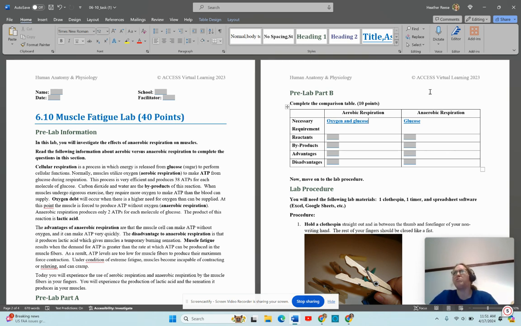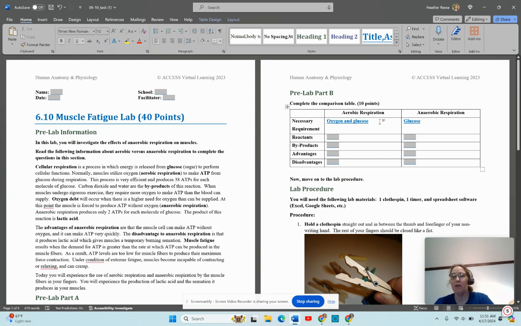So, glucose. Well, I thought we said food. Well, there's glucose in your food. Glucose is a fancy name for sugar. There's sugar in your food. So, how do we break that down into the energy that our body can use? For aerobic respiration, the things that are necessary are oxygen and sugar.